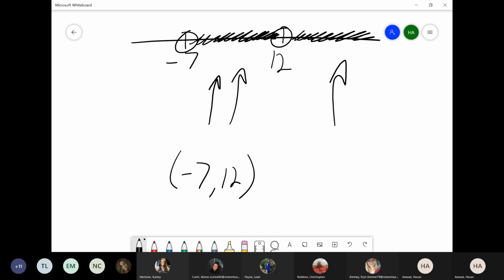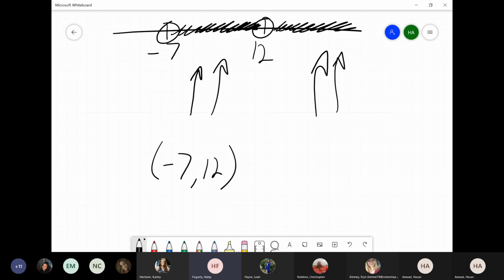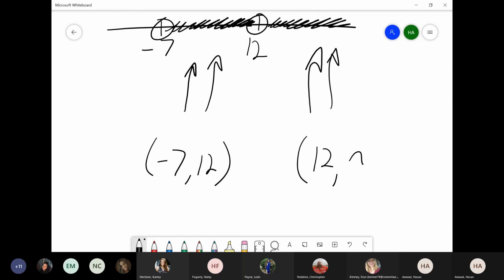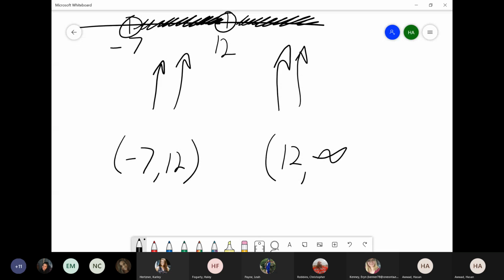But again, remember, we have this other area over here that is also part of our solution. So we have to find that interval as well. Anybody else want to give that a shot? Parentheses 12, comma infinity. And what am I putting after the infinity? Parentheses, exactly. If you guys recall from the lecture, regardless if it's positive infinity or negative infinity, you are always going to be using a parentheses at the end when you write this notation there.